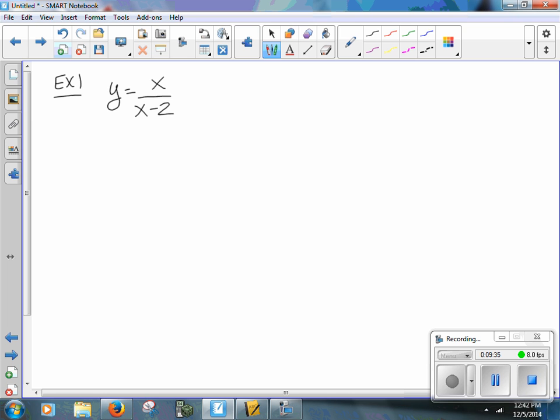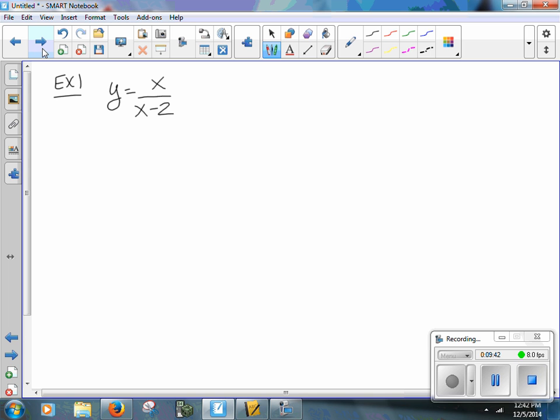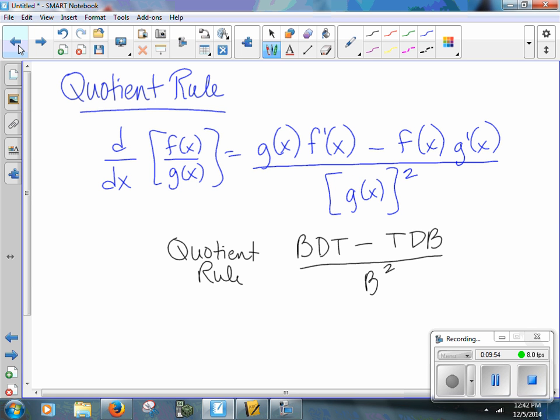The top, derivative of the bottom. No, bottom. You gotta work from the bottom up. Look at the formula. Bottom, derivative of the top. So you start at the bottom, you go across and go back down. So it's gonna be x minus 2.